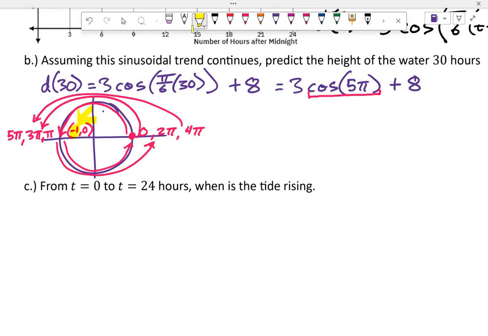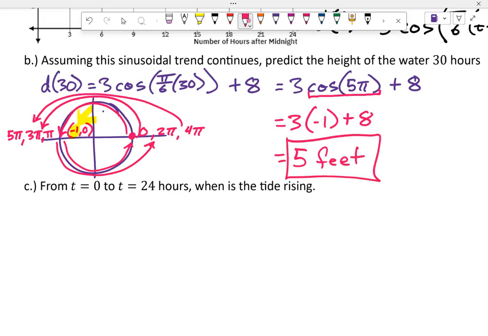What's the x coordinate at that point on the unit circle? So what is cosine at 5 pi? There we go. So we're able to say that's 3 times -1 plus 8. What does that equal to? 5. And it is in feet, 5 feet. There we go. We're done.